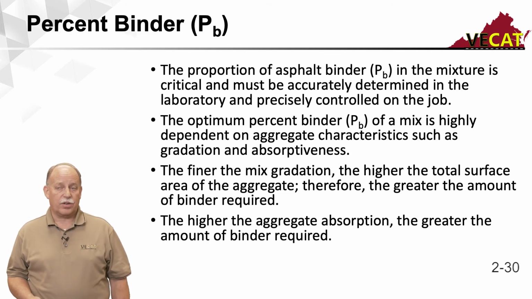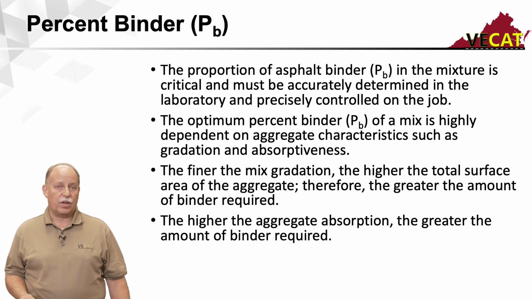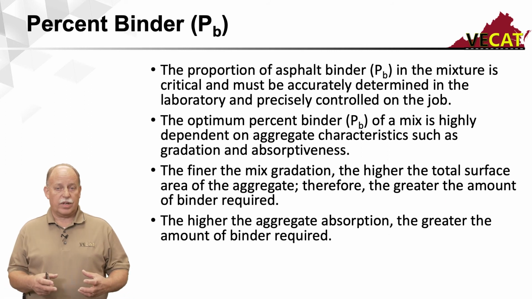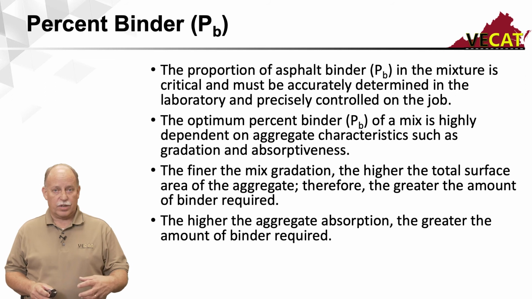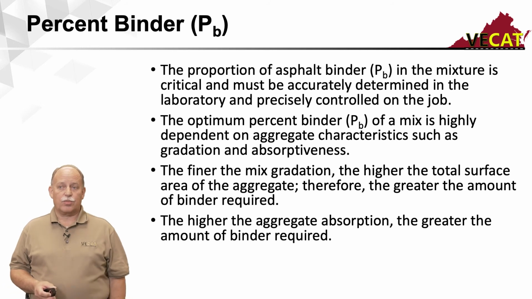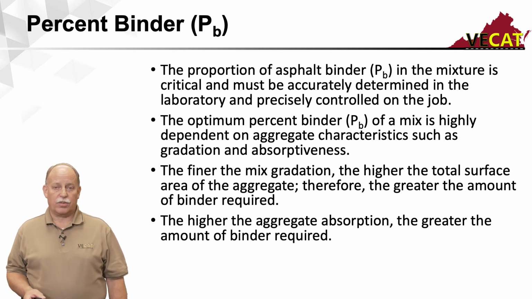The optimum binder of the mix is highly dependent upon those aggregate characteristics we talked about, such as the gradation and the absorption. The finer the gradation, the higher the amount of surface area. If you think about it, the smaller the aggregate, the more aggregate you'll have in a given volume, so you'll have a higher surface area, and therefore a greater amount of binder required. So the finer the aggregate, a 9.5 mix is going to have more binder than a 12.5 mix. And the higher the aggregate absorption, the greater the amount of binder that's required.